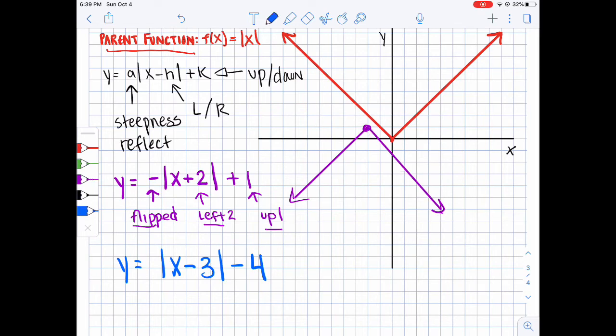Let's take a look at the blue equation. This one is shifted right 3 and down 4. So starting at 0, 0, I see I'm going right 3 and down 4 to plot my new point. It's not reflected, so it'll just point up.